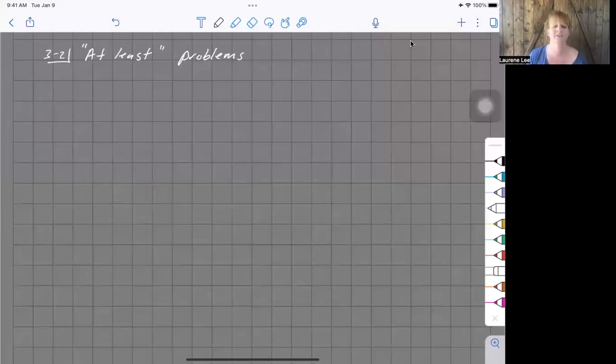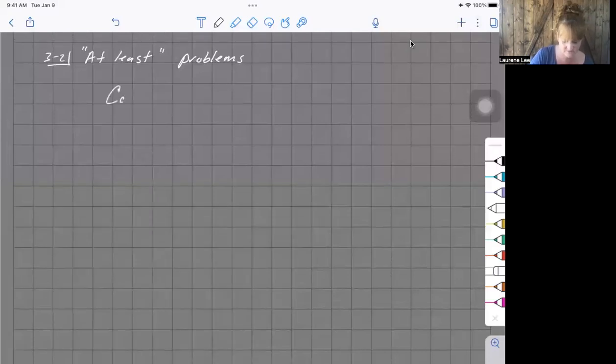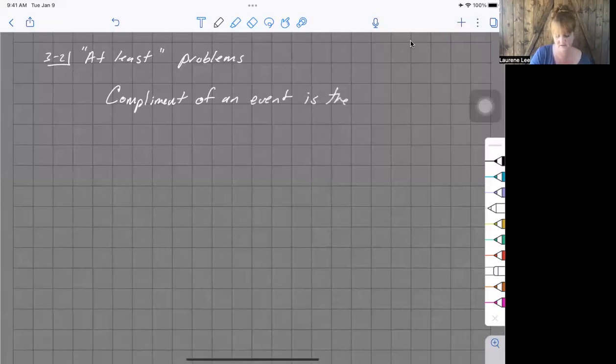Hey, welcome. We are talking today about at least problems. Let's start by reviewing what a complement is. We talked about this a couple sections ago. The complement of an event is the opposite. That's one way to say it.